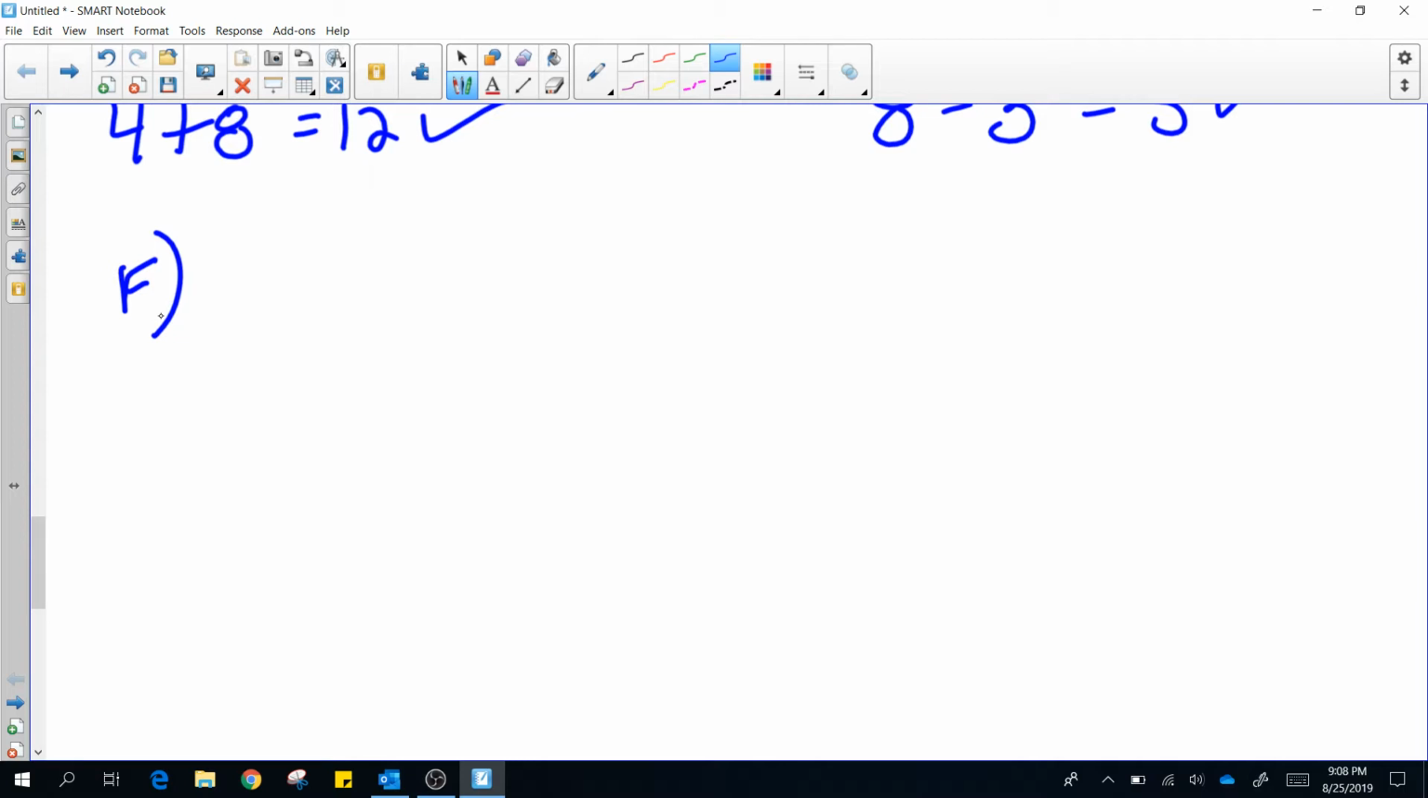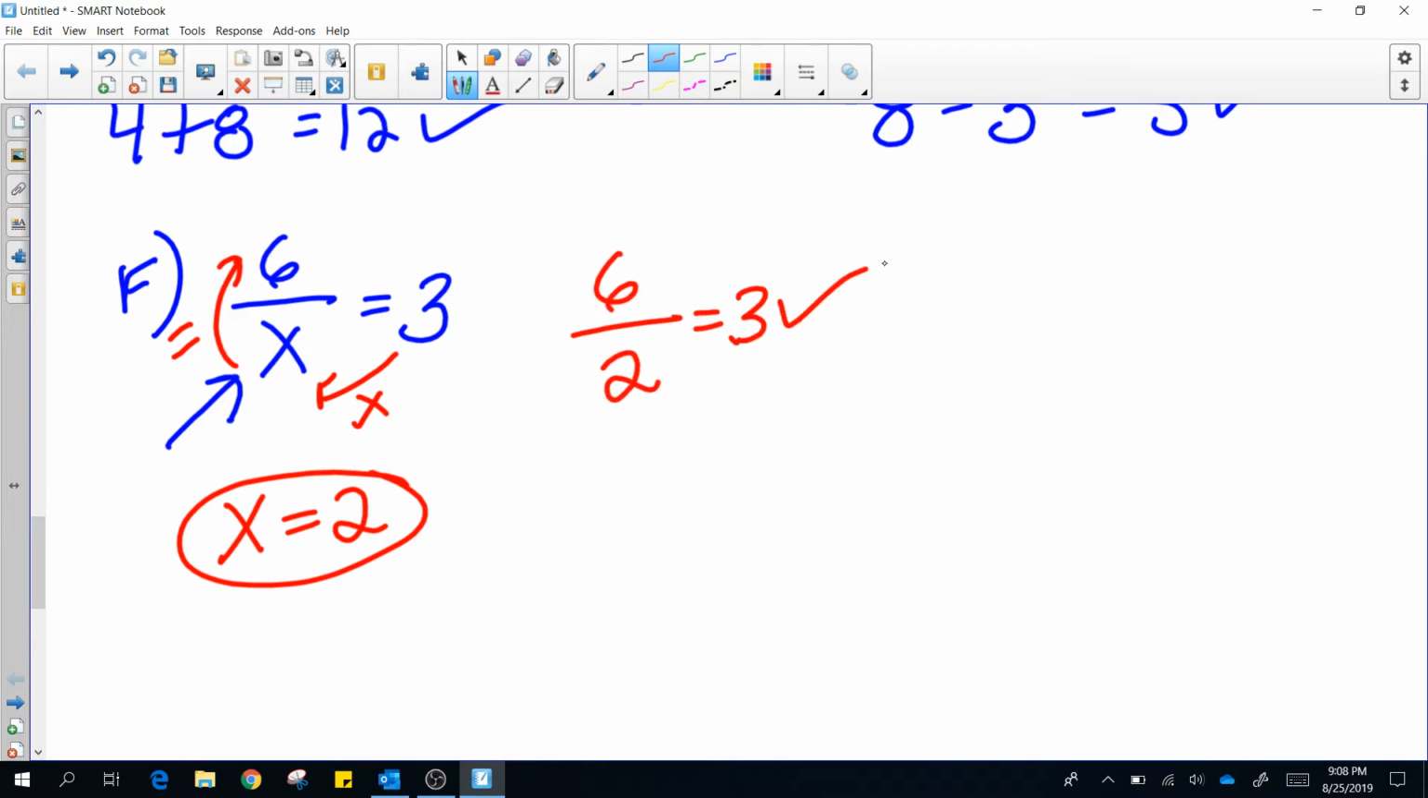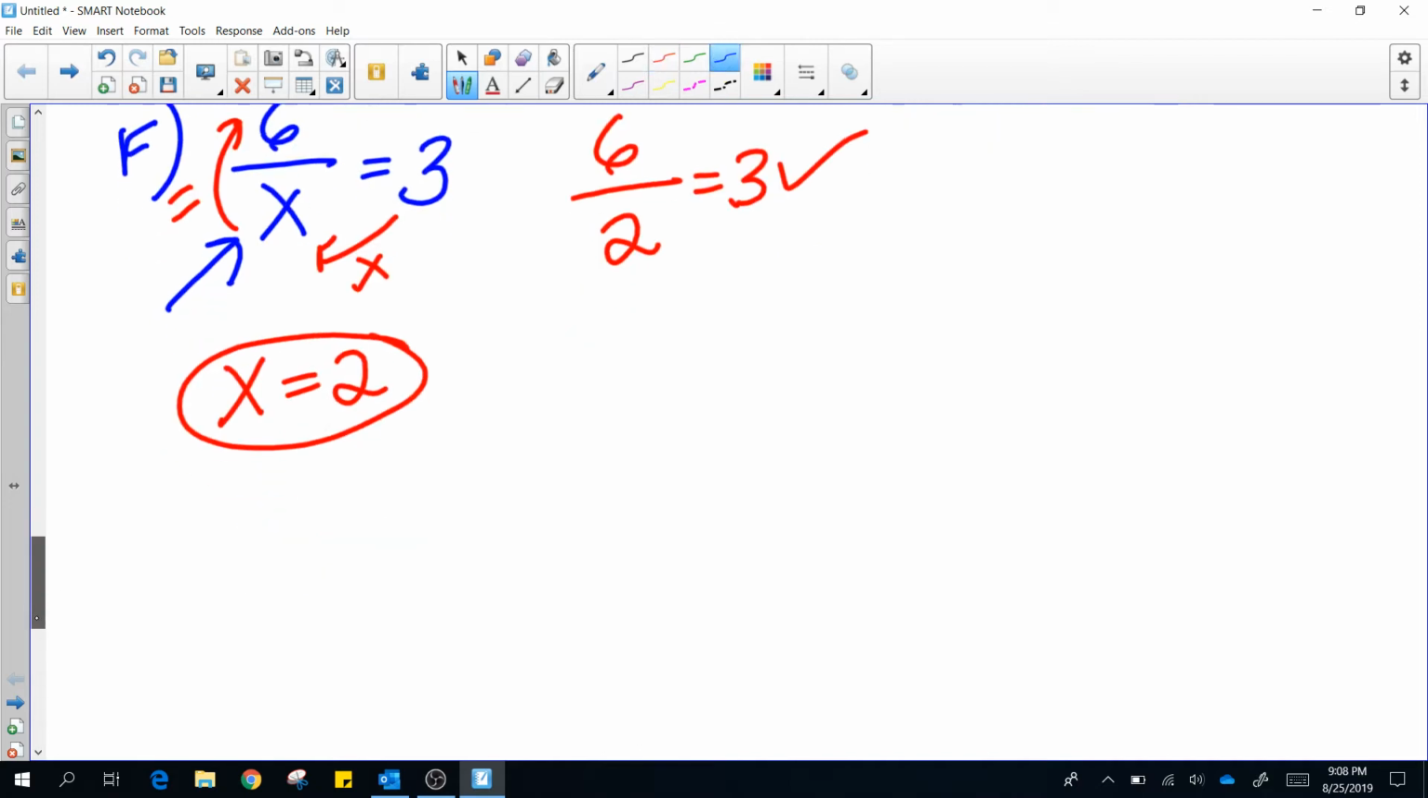Alright, so let's try a couple with combining like terms and division. Okay, so what about if we had something like this? We briefly talked about this, so I'm asking 6 divided by what number will give you 3? Remember I said that you could reverse this process when we were talking about dividing by 0. So you're asking 3 times what number equals 6? And the answer would be 2. So let's check. 6 divided by 2 is 3. Yep, that works.